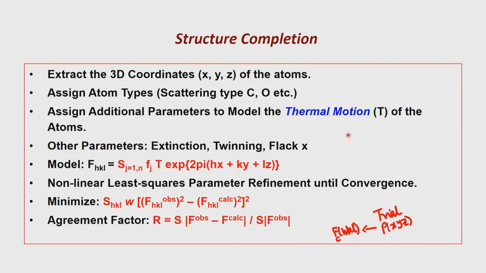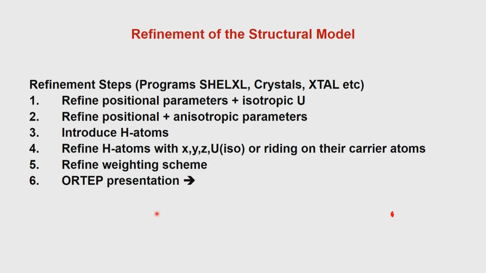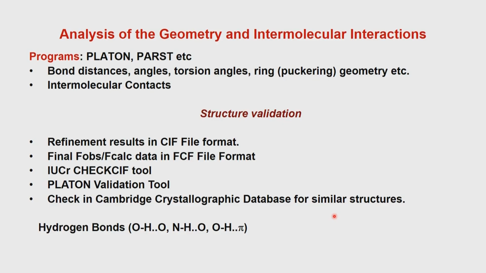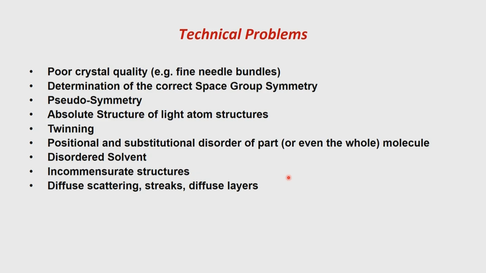We go through this protocol until we do not get any better value of the so-called R factor. This is the set of refinement procedures which we follow, and at that stage we stop and say refinement is complete, and make a representation of that in an ORTEP plot. So that is the overall protocol, and then of course we analyze the geometry. The structure validation of course is very crucial, and this is the overall experimental procedure.